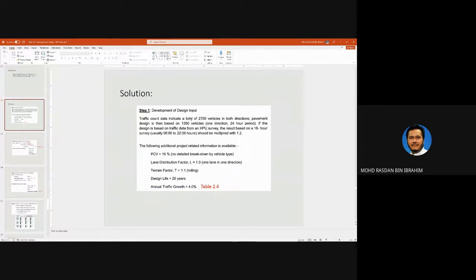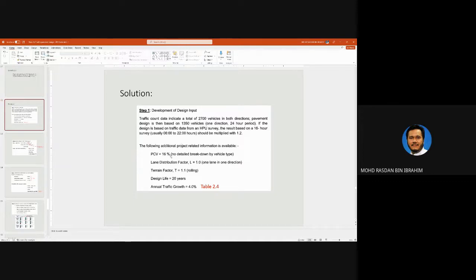So the actual question is here. 2700 vehicles in both directions. Because it is two-way and a 24-hour period, you can just divide this 2700 by 2 to get 1350. If the design is based on data from the HPU survey, the result is based on a 16-hour survey and should be multiplied by 1.2. But for our case here, the counting is a 24-hour period, so you can directly use 1350.